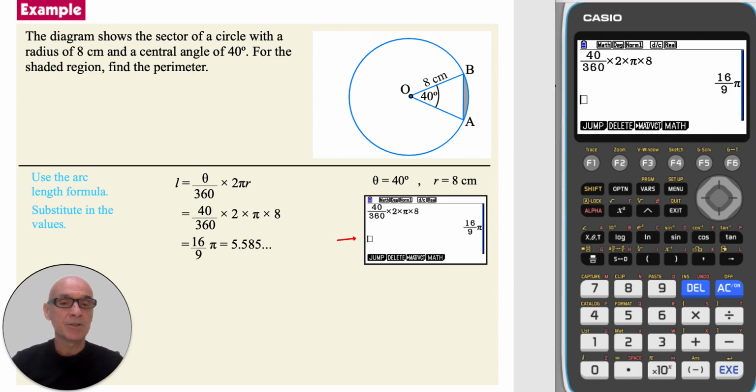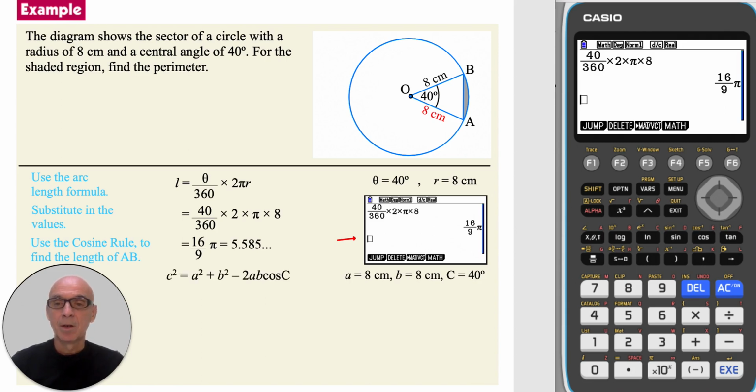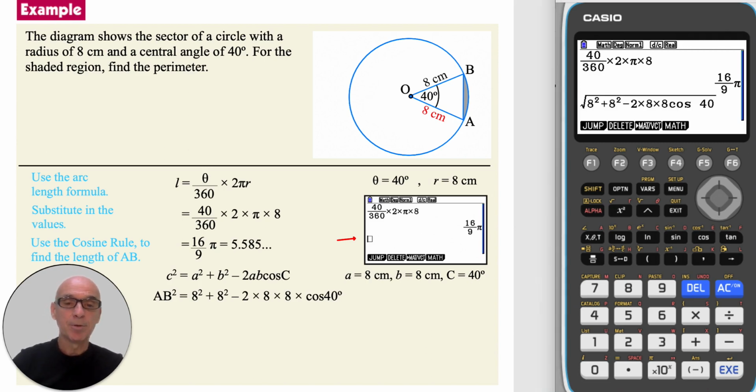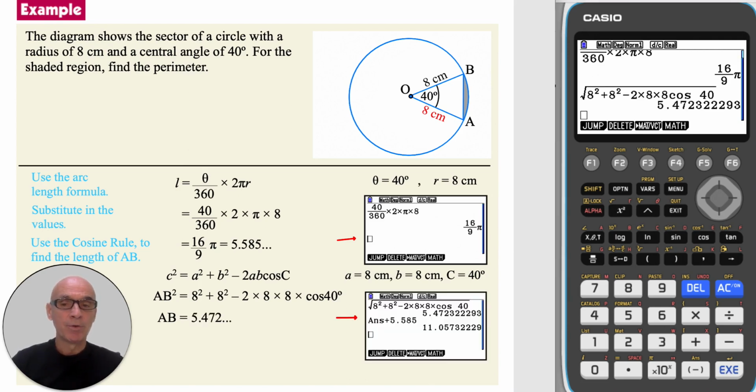To find the straight length, identify that the cosine rule can be used since the 40-degree angle is between the two known sides. Writing down the cosine rule, which is given on page 6 of your formula booklet, and substituting in the values, then performing the calculation gives the values shown. To find the perimeter, add your two previous calculations, remembering to use accurate values.